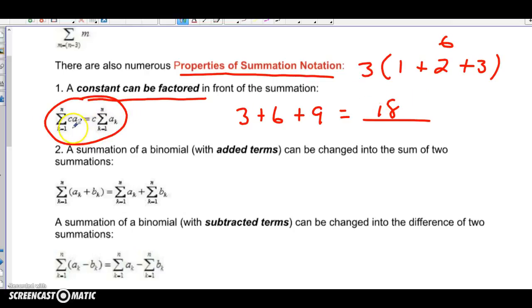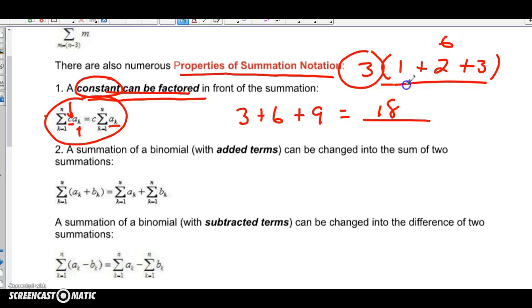This is saying if you have a common factor here, you can take it out. Now notice there's no variable associated with this. When you're factoring, it has to be a constant, not a variable, so it can't be c to the k or whatever. It's just a whole number that can be taken out and put in the front, and then you get the sum of these terms here and multiply it by 3.